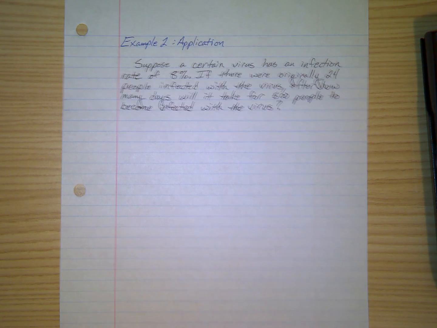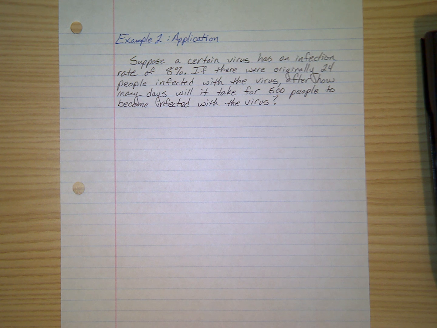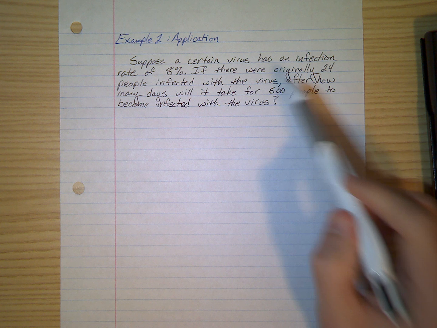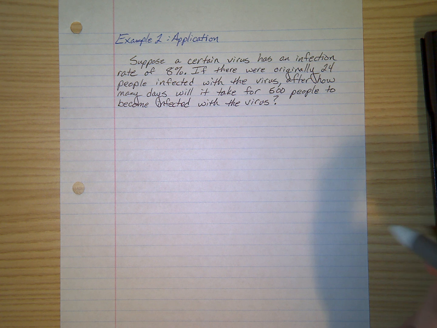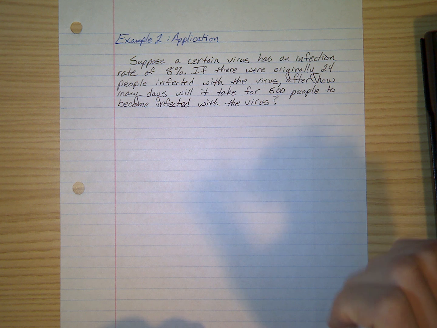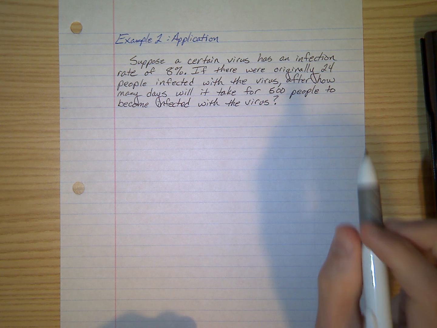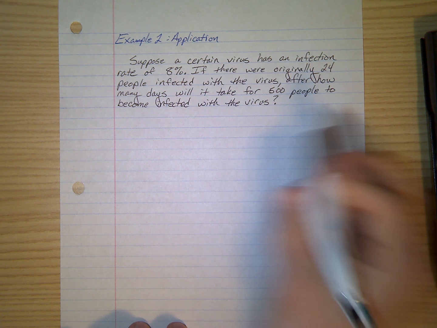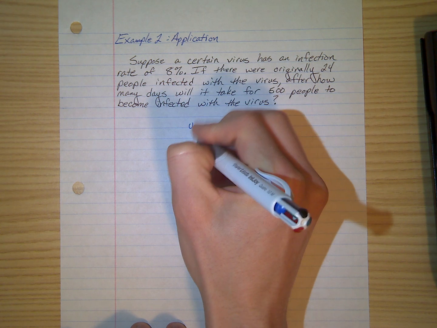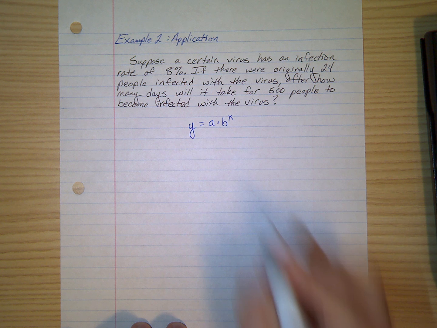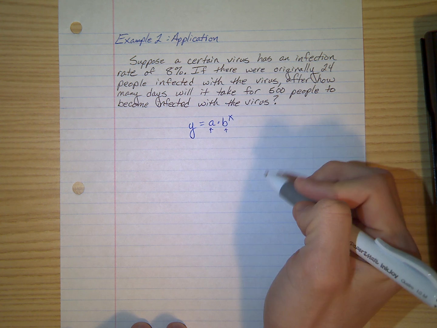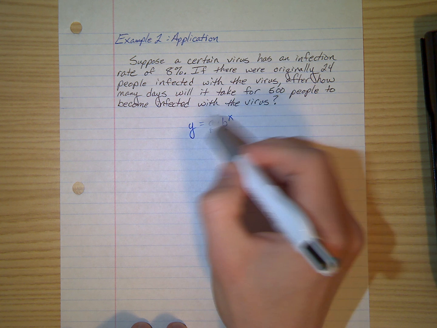Okay, finally, what I have for you is everyone's favorite: the word problem, an application. I think it's a little bit fitting. Suppose a certain virus has an infection rate of 8%. If there were originally 24 people infected with the virus, after how many days will it take for 500 people to become infected? Now, before we would have just guessed and checked on this problem, but now we can use the logarithm to solve it. So what we need to do first is remember that the general exponential equation is y equals a times b to the x power. This is our initial amount, this is our growth or decay factor, time is x, and the total amount would be y.